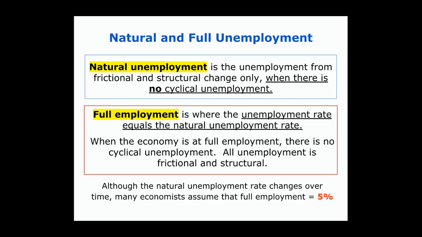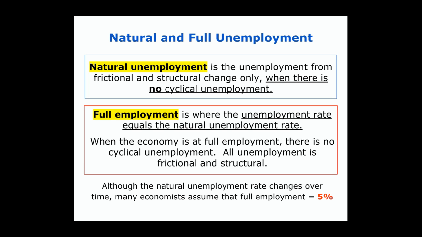So these are important because economists will talk about natural unemployment as being the unemployment that happens when all the unemployment in the economy results only from frictional and structural unemployment, when there's no cyclical unemployment. Remember, economists kind of consider frictional and structural unemployment as either good or okay because they're unemployment that happens for sound economic reasons.